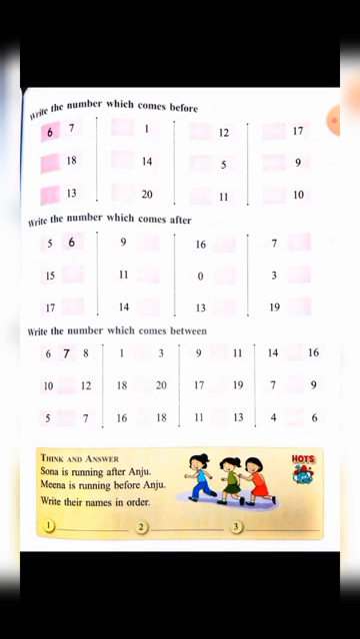First is Anju, then after Anju comes Sona. Now Meena is running before Anju. So write their names in order. The first name is Meena. After that Anju. After that Sona. Meena, Anju, Sona.